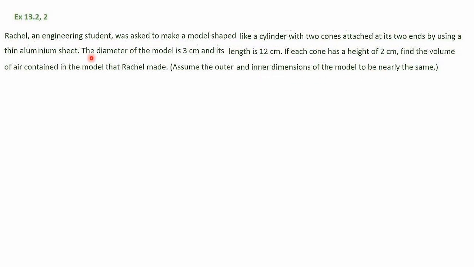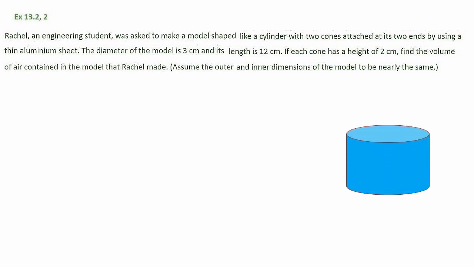And the dimensions are given to us. Diameter of the model is 3 cm and the length is 12 cm. Length of the entire shape, that is 12 cm. And the cone height is given to us, 2 cm. We are asked to find out the volume of the air contained in the model. That means volume of the air, in the sense, we have to find out the volume of the solid. Means whatever shapes are there, those shapes' volumes we have to find out and add.